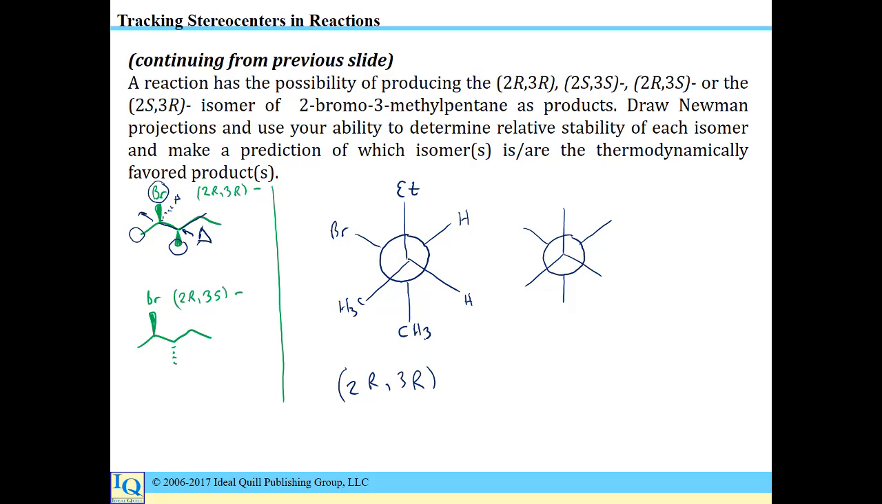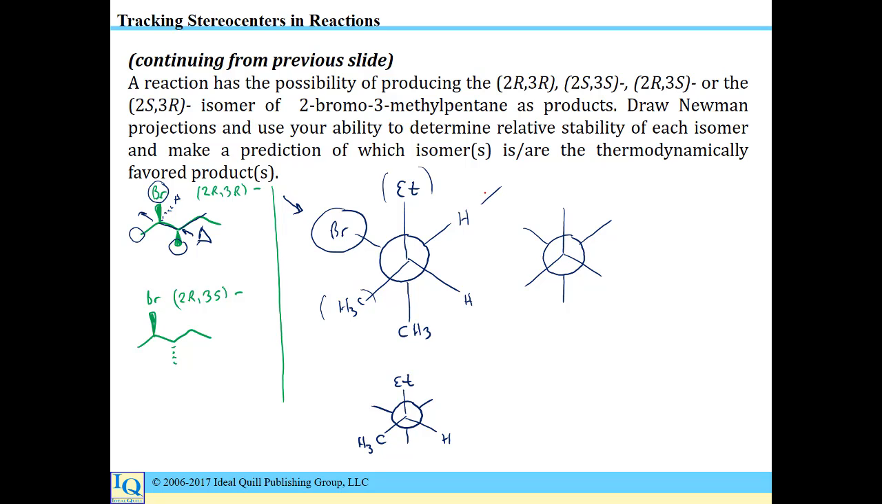So we've assembled a Newman projection. We have not figured out whether it is the most stable conformation. To assess which conformation is most stable, we will try to position the largest substituent in the back, the bromine, as far away from the other large substituents, ethyl and methyl, as possible. Now we have three choices for the bromine.